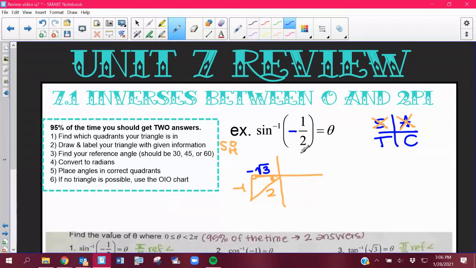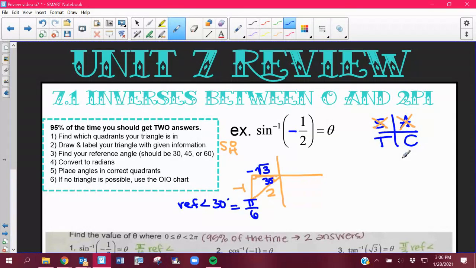Okay, so again, this is a 30, 60, 90 right triangle, and the angle that's opposite the smallest side is the smallest angle. So here is my 30-degree angle, my reference angle. So again, my reference angle for this particular problem is 30 degrees, and I'm going to convert that to radians. 30 degrees is equivalent to pi over 6. Again, think about 180 divided by 30. It goes in 6 times, so that's my reference angle.